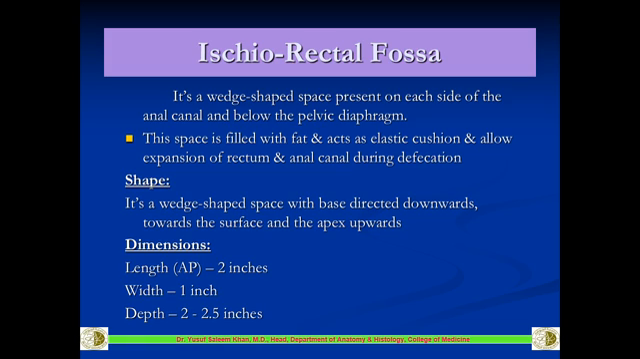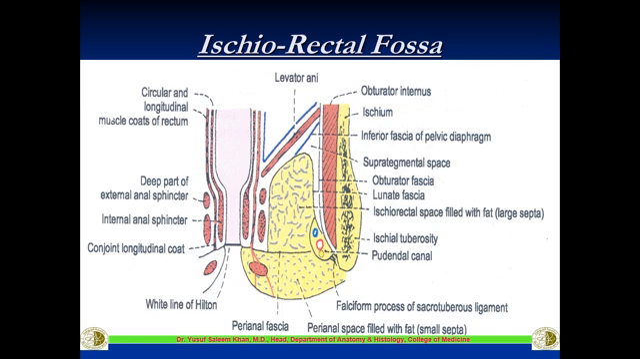So this space is filled with fat. Mainly it contains fat, nothing but the fat, but along with that there are some important structures we will discuss later, but mainly it is filled with fat and acts as an elastic cushion. This is a very important function of this. Why should it act as an elastic cushion? Because it will help in expansion of the rectum as well as the anal canal during defecation.